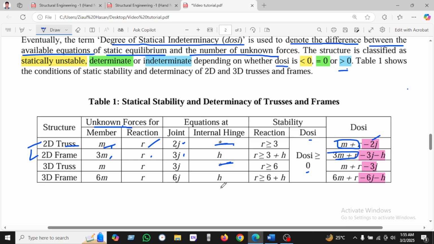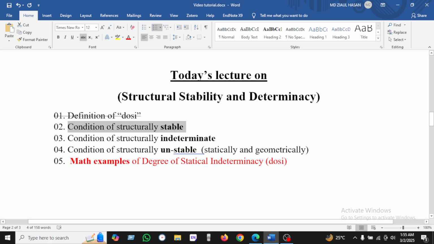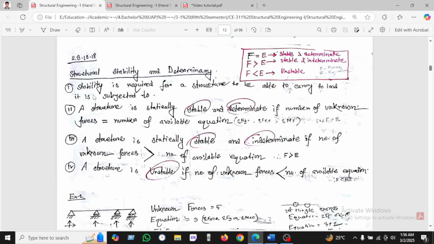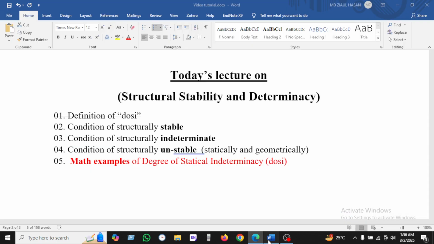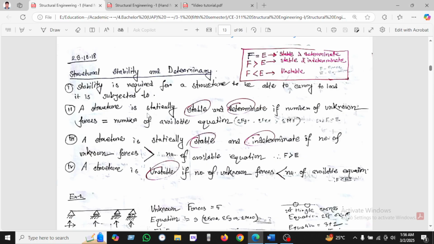Okay, so let's see the condition of static stability. Stability is required for a structure to be able to carry the load it is subjected to. First, we can see here the condition of being structurally stable. A structure is statically stable and determinate if the number of unknown forces is equal to the number of available equations, which are summation of Fx, Fy, and Fz.